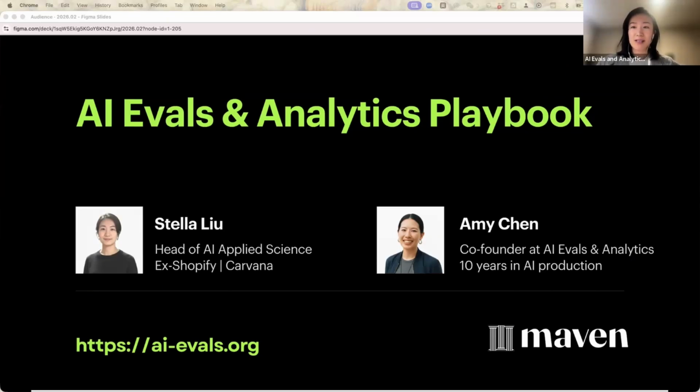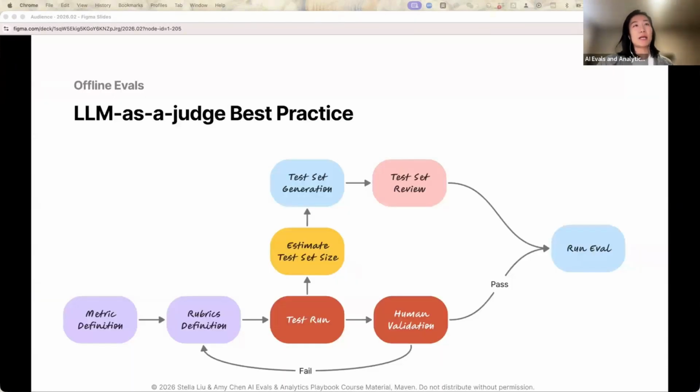But before I hand it over to Eddie, I want to maybe set the stage a little bit and give some context. So in our AI Evals and Analytics Playbook course, we once showed this diagram with our learners. This is what we call a judge workflow, and this is a best practice for doing LLM-as-Judge today.